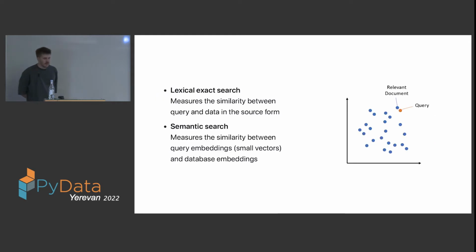The difference is that for semantic search, you work not with the source form of data. You work with its representations, or embeddings. You want to put your query and all your database in some universal vector space such that your query and the potential answer or response are close in this space.